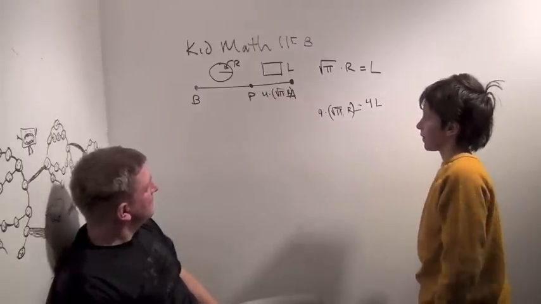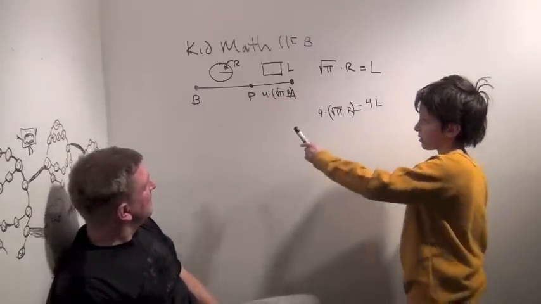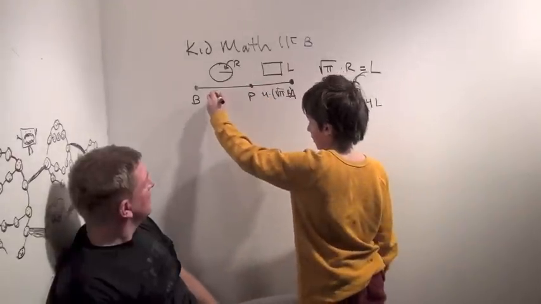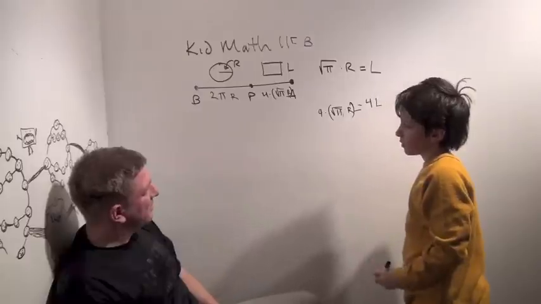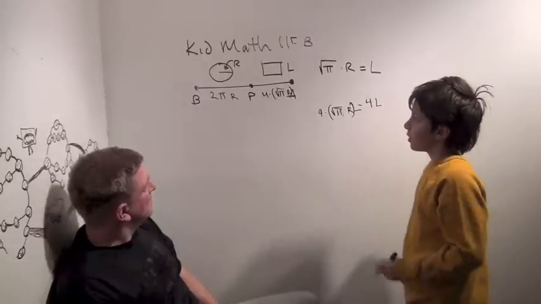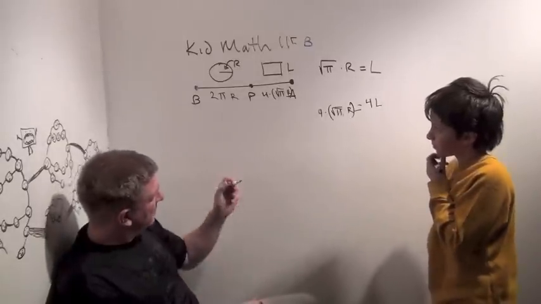So now we should find the circumference. The circumference is just 2 pi r. Okay. Interesting. Oh, this is really neat.